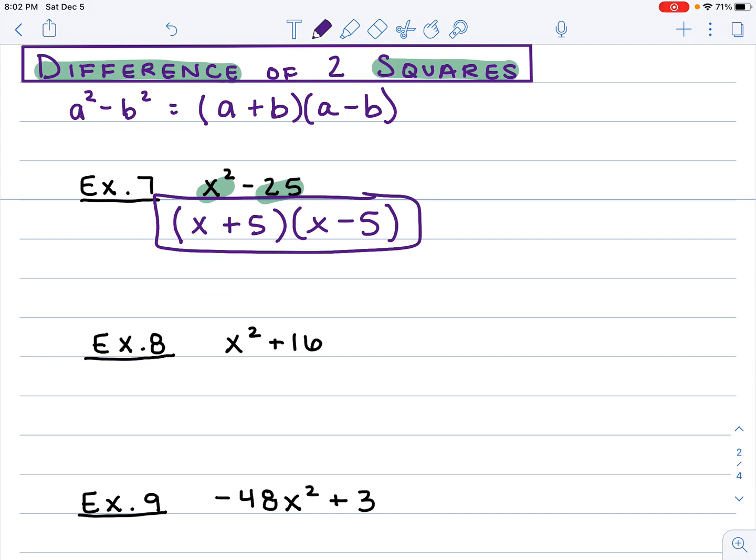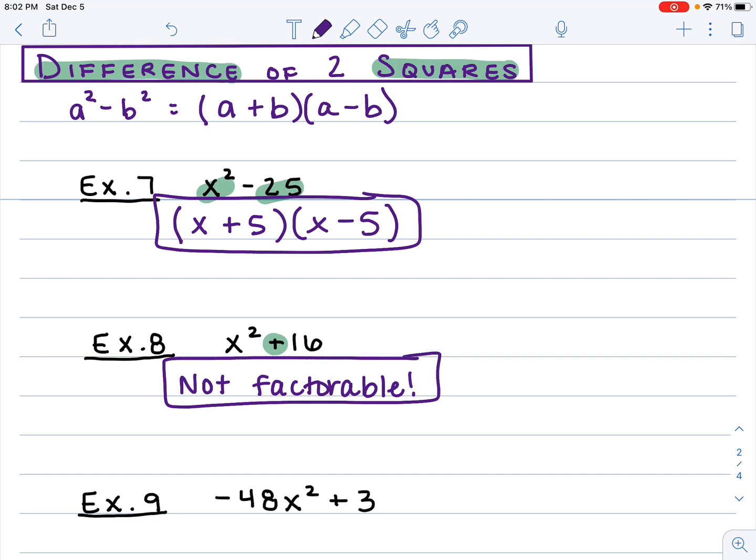Up next, we've got x squared plus 16. Well, x squared is a perfect square and 16 is a perfect square, but here's the issue. It's not subtraction. So this is actually not factorable. So we cannot do this one because it has to be subtraction.